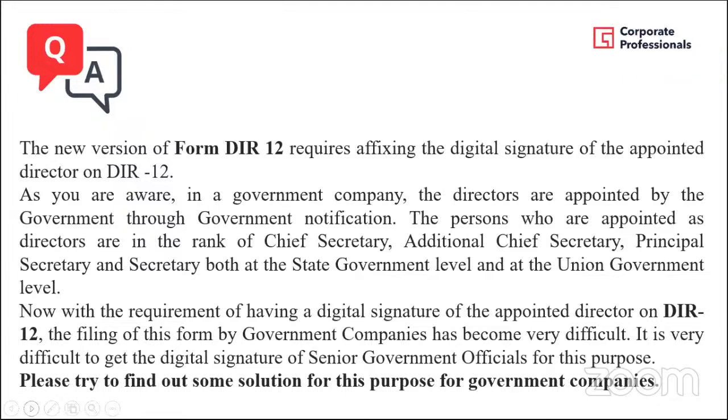Niteshji, first and foremost, even when a person belongs to any government department or agency, he's required to take a DIN. For DIN also you are required to provide the DSC. This is the requirement which we have because earlier the directors were giving their consent in DIR 2, which was filed as an attachment to the document.